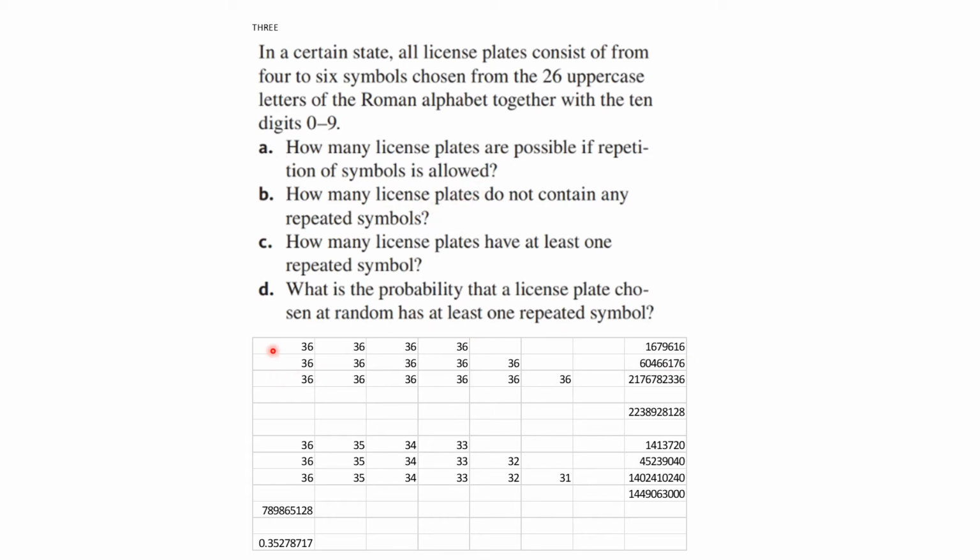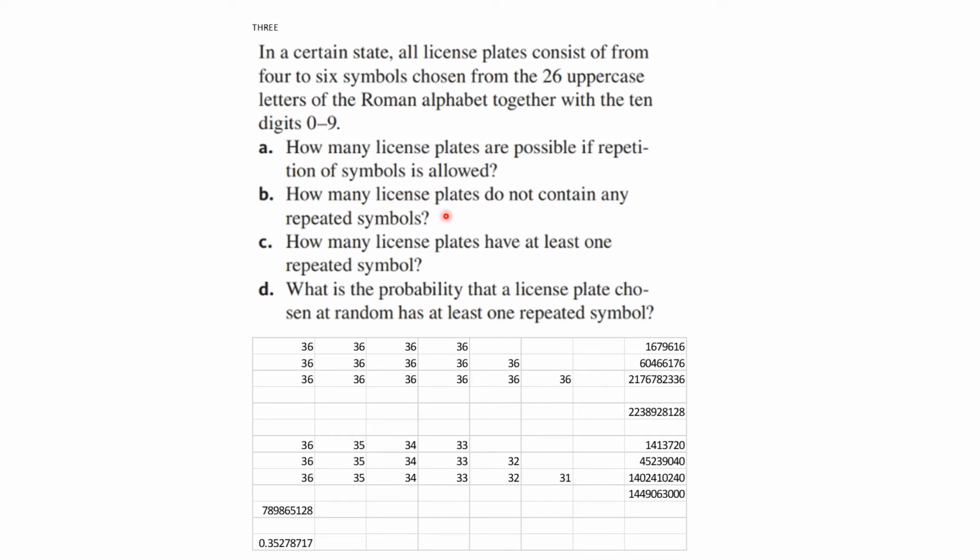Well, you can have 4, you can have 5, and you can have 6. And repetition is allowed, so this is going to be 36 to the 4th power, which is this number. This is going to be 36 to the 5th, which is this number. And this one here is going to be 36 to the 6th, which is this number. These are disjoint sets, so you add them and you get this number as the sum. This is the answer to A. This is the number you should have had.